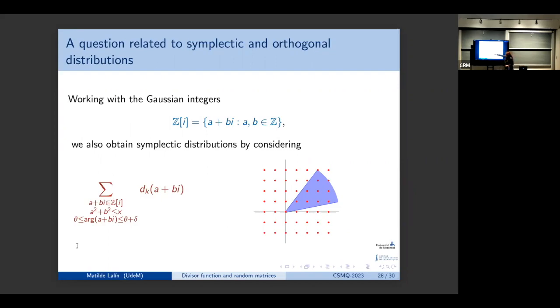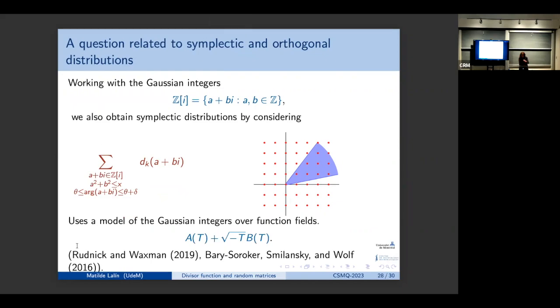And we are going to restrict the argument to some angle. Okay, so we can study a problem like this, and that problem gives symplectic distributions. Now, to study this, we use some model over the function fields. Again, modeling Gaussian integers over the function fields is super interesting.